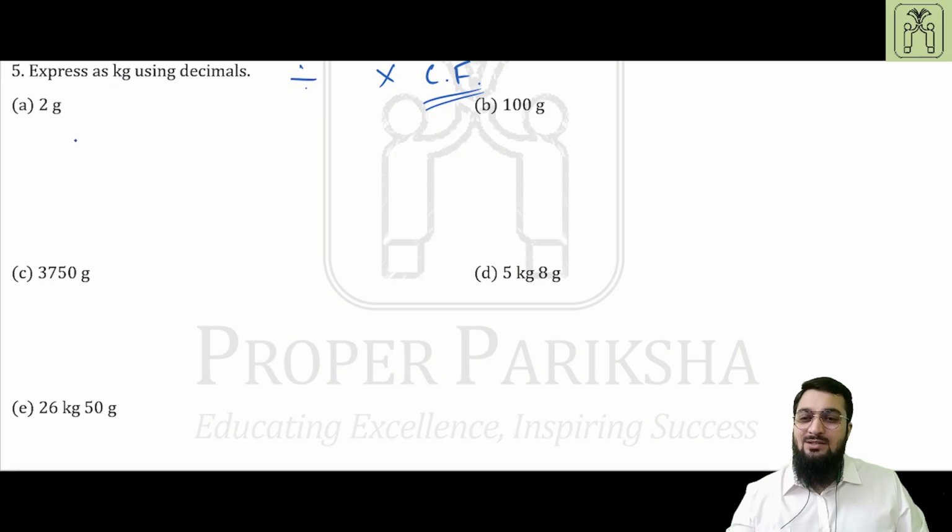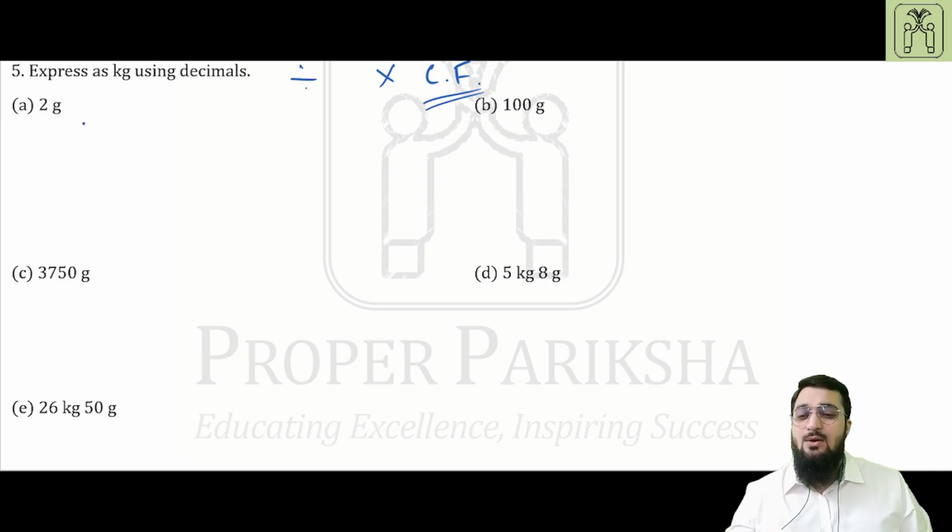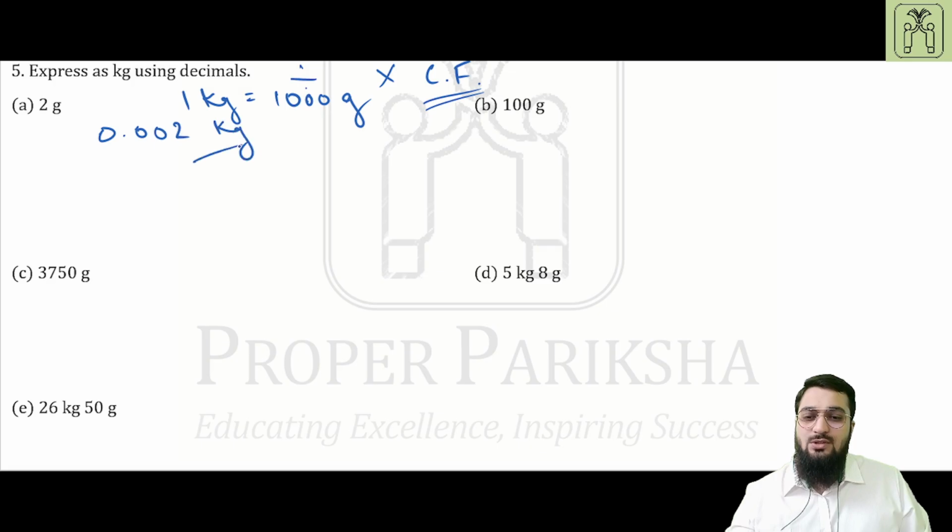Coming to question number 5, part A, 2 grams into kilograms. What will be the answer? I am giving this question number 5 as homework for you, so that you can solve it on your own, and that will be much better. So I will just write the answers. I will try to add some steps in case something is new for you, but the remaining steps and how to solve it is your homework. The answer will be, I will just write the conversion factor. 1 kilogram is equal to 1000 grams. So 0.02 kilograms is the answer.